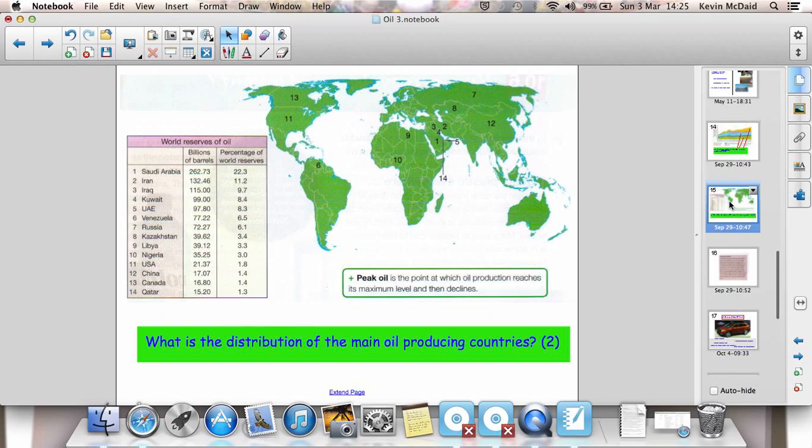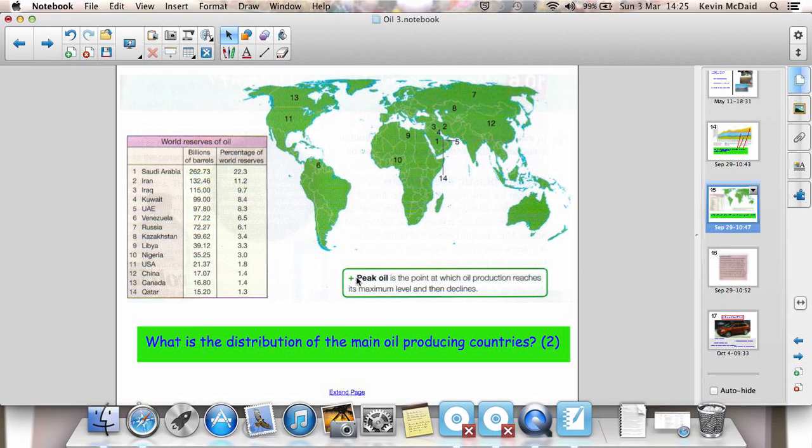In terms of oil producers, these are the key countries here. You can see most of them: Saudi Arabia, United Arab Emirates, Kuwait, Iran, Iraq. Between them, they produce about 60% of the world's oil.